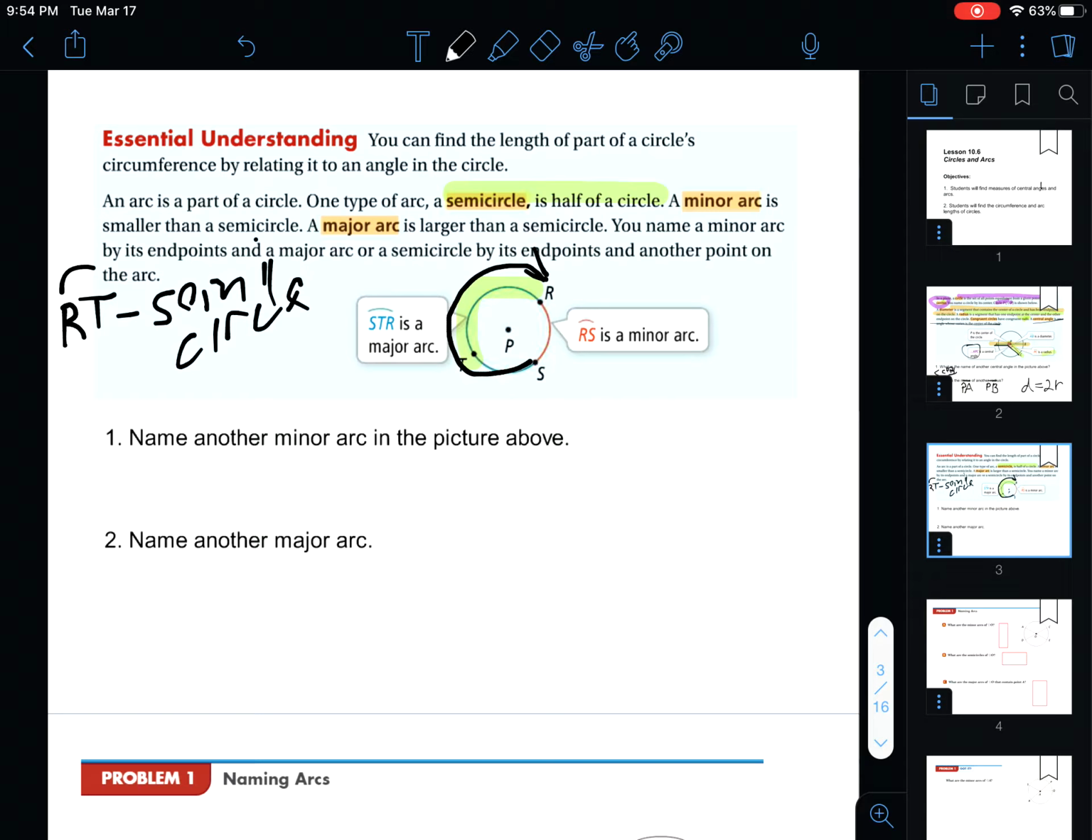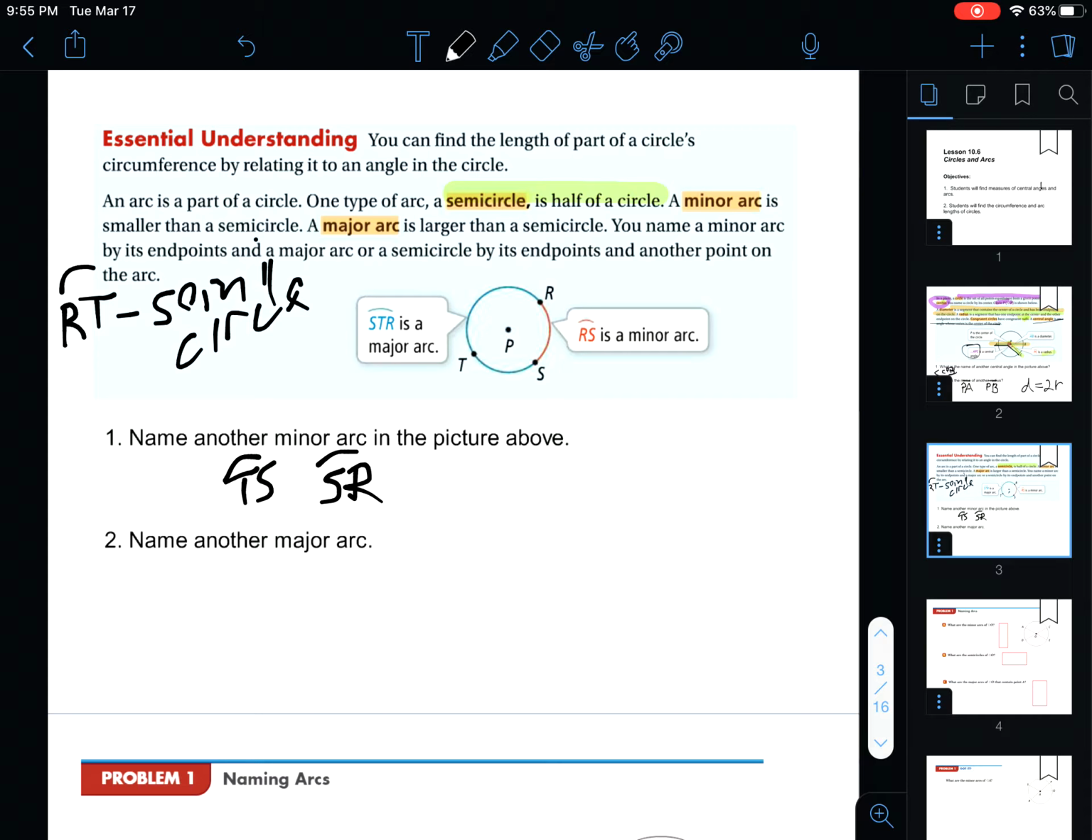Now, can you picture from this picture, can you get another minor arc? If you said TS, you're correct. If you said SR, you'd also be correct. Those are both minor arcs.